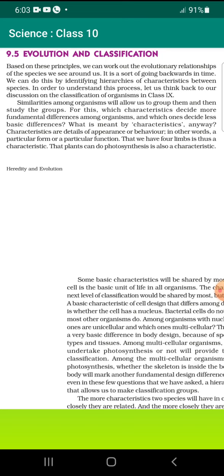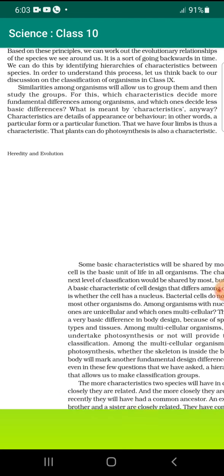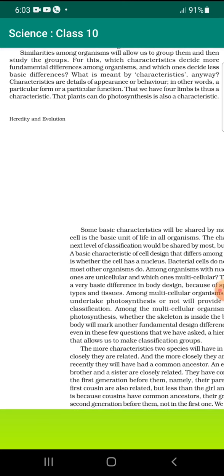In order to understand this process, let us think back to our discussion on the classification of organisms in class 9. Similarities among organisms will allow us to group them and then study the group. For this, which characteristics decide more fundamental differences among organisms and which ones decide less basic differences?